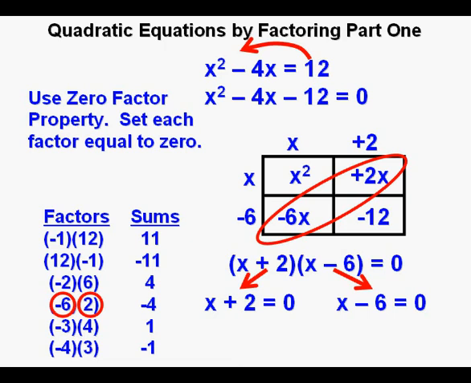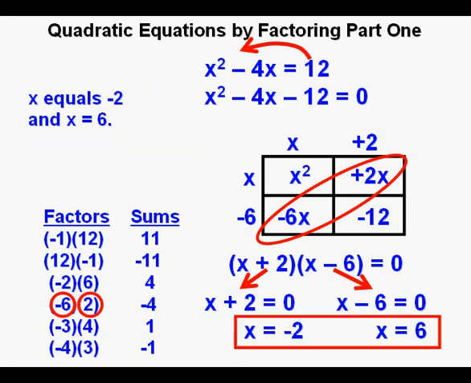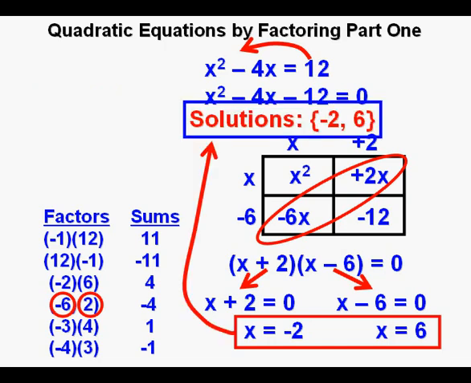Using the zero factor property, we separate them into two equations. X plus 2 equals 0 and x minus 6 equals 0. Solving both equations, we get x equals negative 2 and x equals 6. We rewrite the answer in set notation here. We can substitute negative 2 in for x, and it works, as well as substituting 6 for x. 2 solutions.